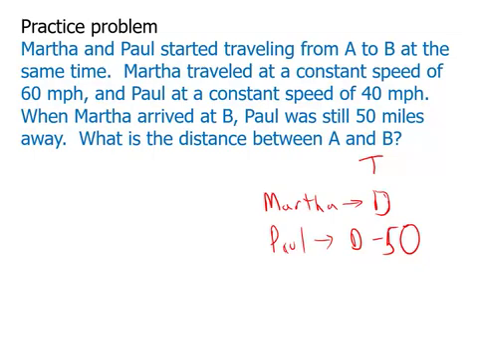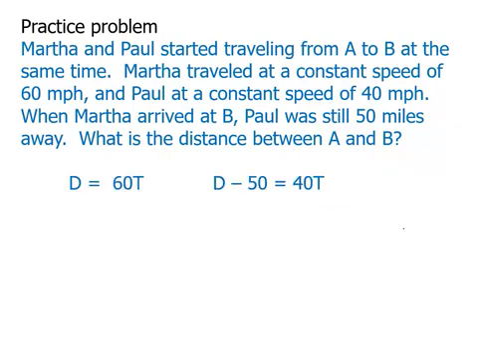And so the distance that we're going to use for Martha is d. The distance we're going to use for Paul is d minus 50. And so now we have something to plug in for distance, rate and time. So for Martha, distance d, rate 60 times t. For Paul, d minus 50, because at that same time he was 50 miles short of the city of B. So he went d minus 50, and his speed was 40, and the same time t.